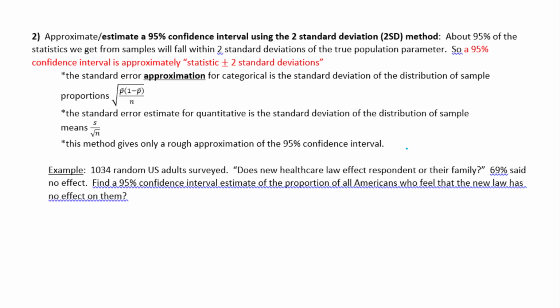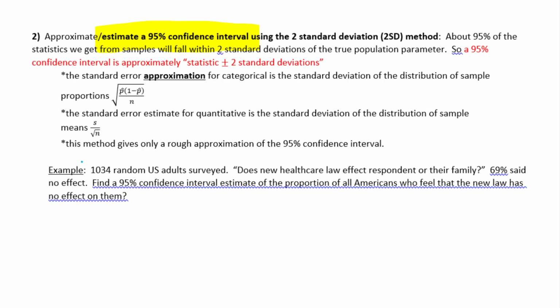Now, the two standard deviation method is only used when we're trying to estimate a 95% confidence interval, only for this. You'll never, ever be allowed to use this to find like a 99% interval or a 98% interval or anything like that. It only works for a 95% confidence interval. So to do this, I'm going to go ahead and go through an example.